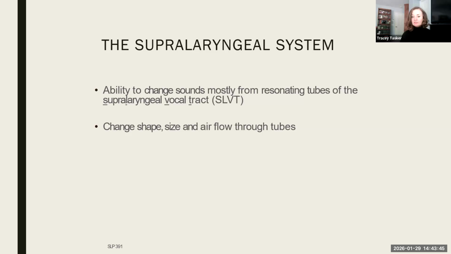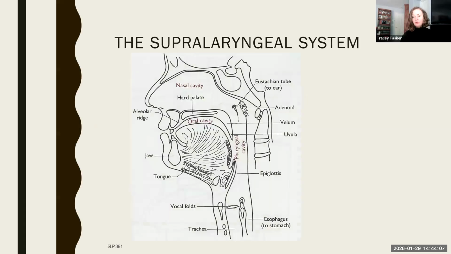So your supralaryngeal system is everything above your vocal folds that's involved in speech, okay? And this is what's going to change the different sounds, okay? So once that airflow gets up past your vocal folds, how your articulators are changed is going to change the different sounds. So if we look at this very detailed diagram, everything above your vocal folds.